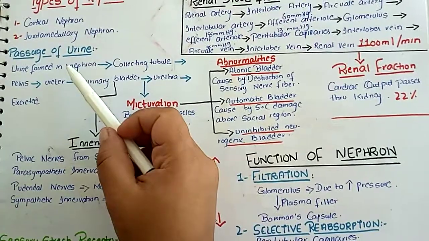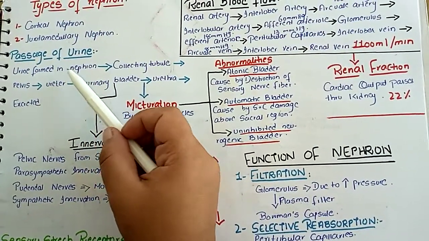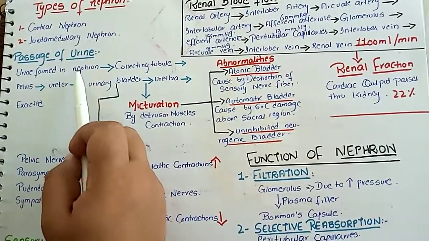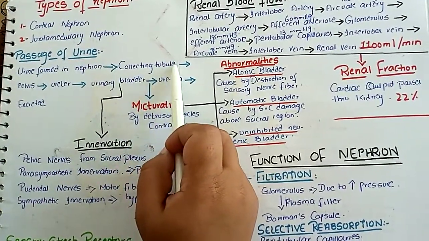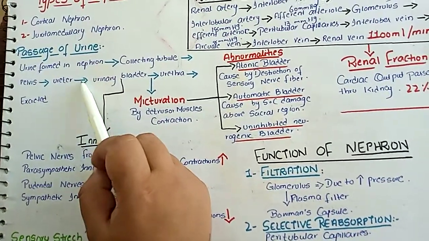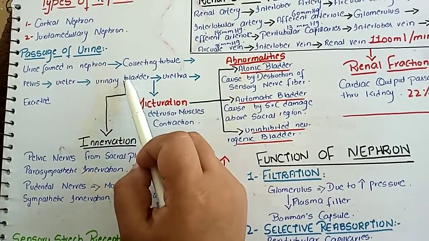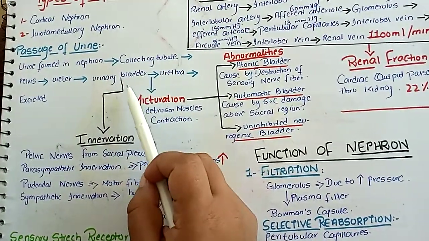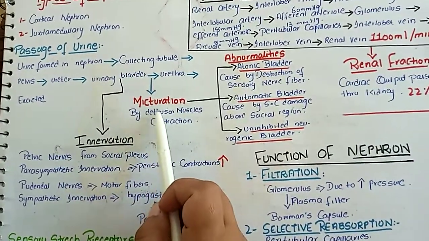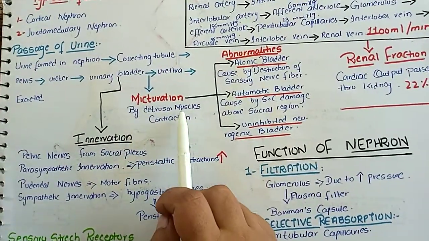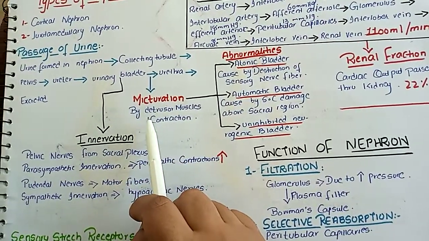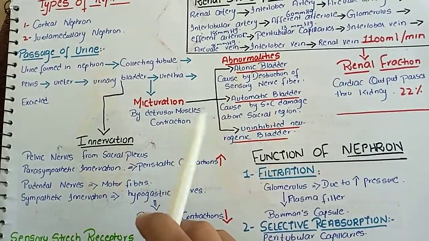Now I will explain the passage of urine, which starts from the nephron and goes to the point where excretion of the urine occurs. So urine formed within the nephron goes to the collecting tubules. From collecting tubules, it goes to the pelvis, ureter, and then it is stored within the urinary bladder. And the transfer of urine from the urinary bladder to the urethra is known as micturition. And the muscles responsible for the micturition process are the detrusor muscles of the bladder.